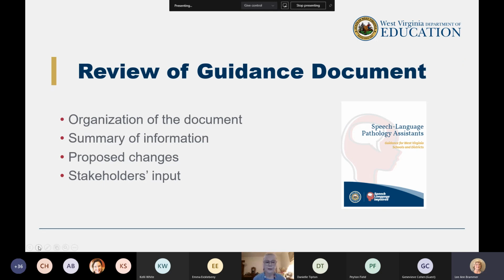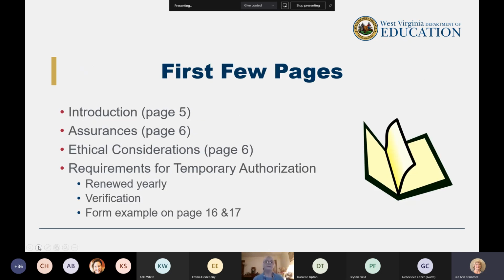So if we go to the next page, we're going to review the guidance document, since this is the stakeholders' input, and we need your input, and there will be an opportunity in the survey. I'm going to summarize the information, but you'll notice that I have the pages at the bottom right corner. So if I go fast, and I will, just realize that 90% of this is in the guidance document.